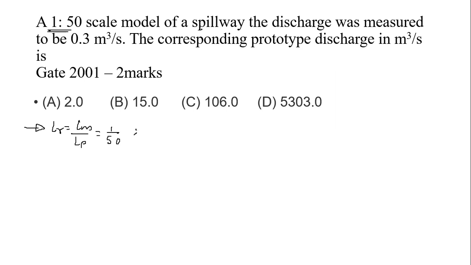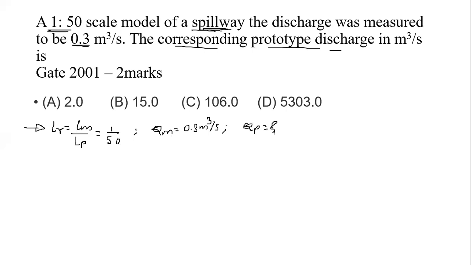Then it is related to the spillway. So once again we'll be required to go for the Froude model law. Then the discharge which is measured on that model is 0.3, meaning QM is given to us as 0.3 meter cube per second. And what they asked is the corresponding prototype discharge, QP.